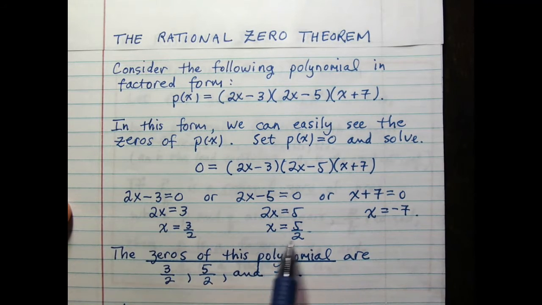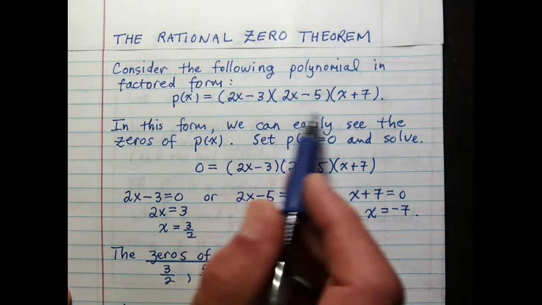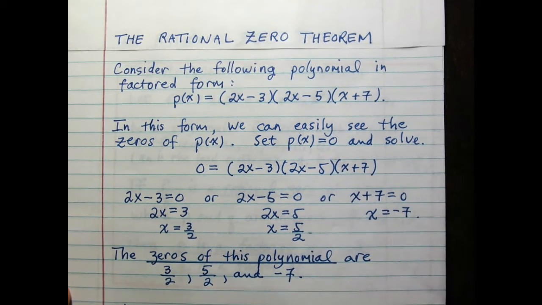And so I solve three little equations and I get x equals 3 halves, x equals 5 halves, x equals negative 7. And so the zeros of this polynomial are 3 halves, 5 halves, and negative 7. You should be able to just about see those from inspection without even writing out the algebraic steps, right? Even from the very first line of the definition of this polynomial.